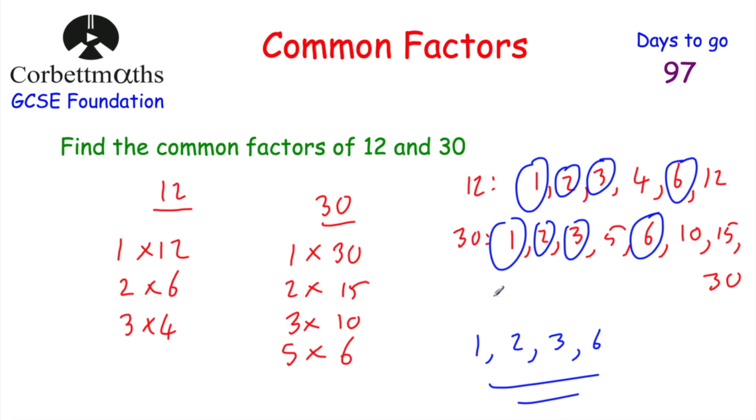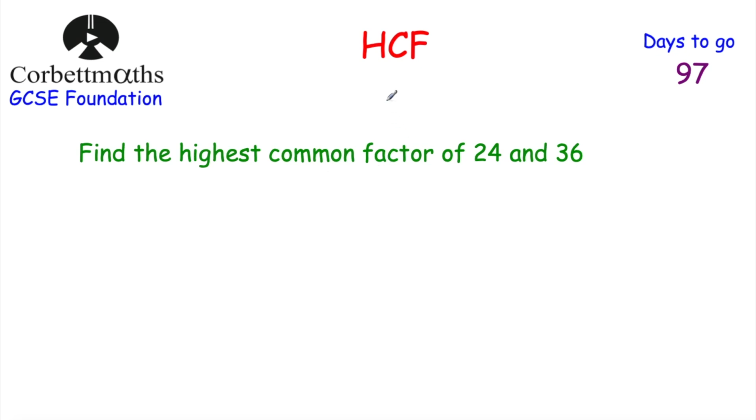And this is quite useful whenever you're simplifying fractions and things like that, whenever you're looking to see what you can divide numbers by. Okay, so that's common factors. Okay, now let's have a look at the highest common factor, or the HCF. So the HCF, the highest common factor, is the largest number that both of the numbers are divisible by. So it's the highest common factor.